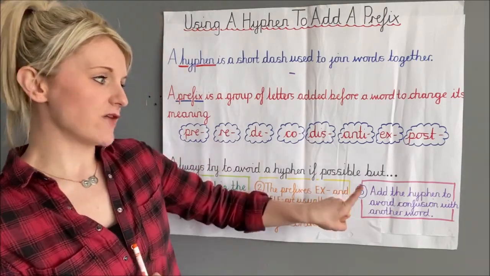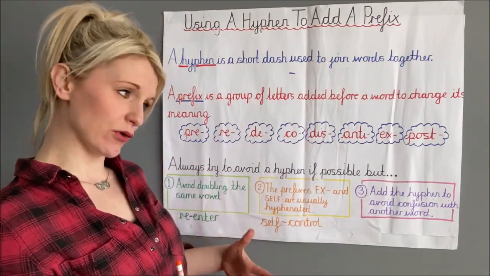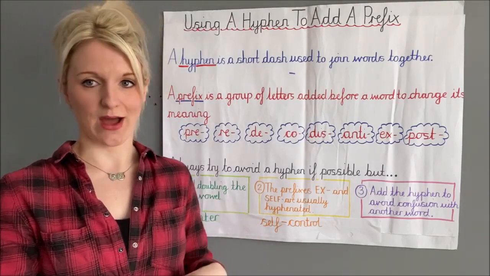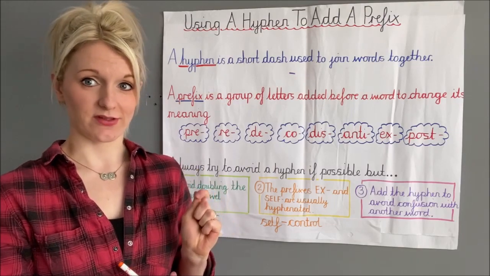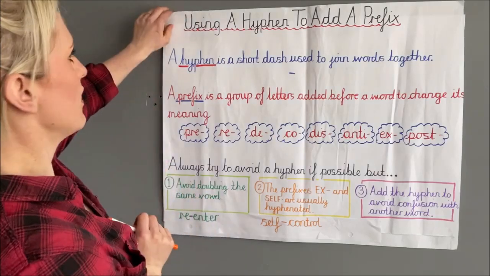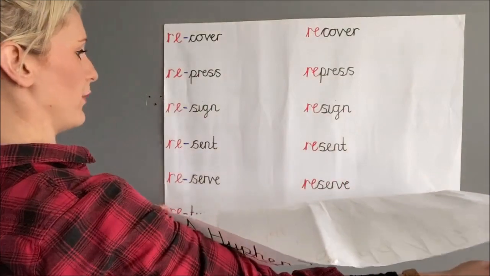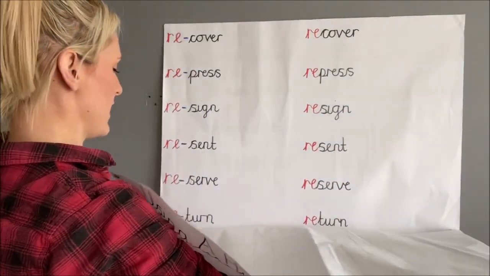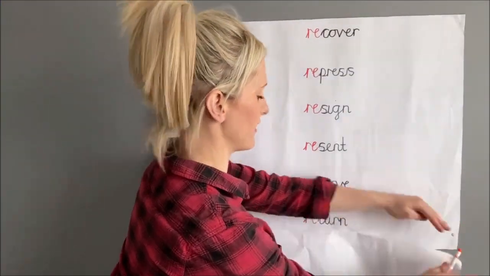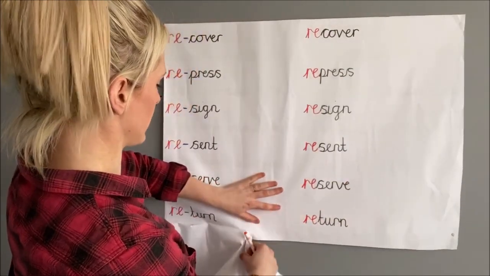Okay. The final tip here is that you should add the hyphen in to avoid confusion with another word. So if it would look like another word without the hyphen, you should add the hyphen to make the meaning clear. And we're going to look at a few examples of that on the next page. So I'm going to take this part down and we're going to look. Now this rule is most commonly a problem when we're looking at the prefix re. Let's do that now.